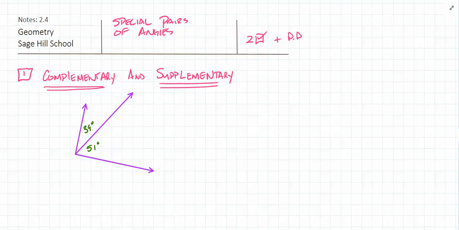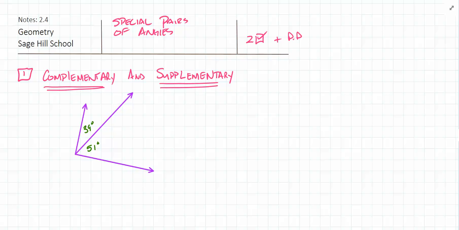Okay, in section 2.4, we're going to talk about special pairs of angles. There's only 2 boxes to cover. I have some PowerPoints that we'll talk about together as a slide at the end. The first thing we want to talk about are these 2 words, complementary angles and supplementary angles. The only hard part is remembering which one is which, but I'm going to give you a little help on that as well.